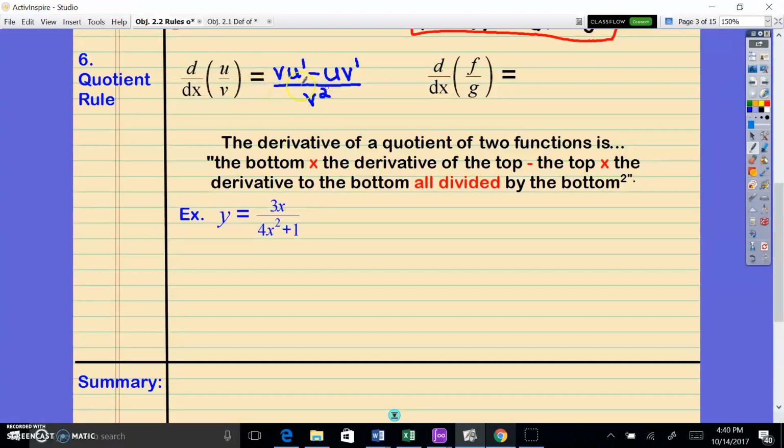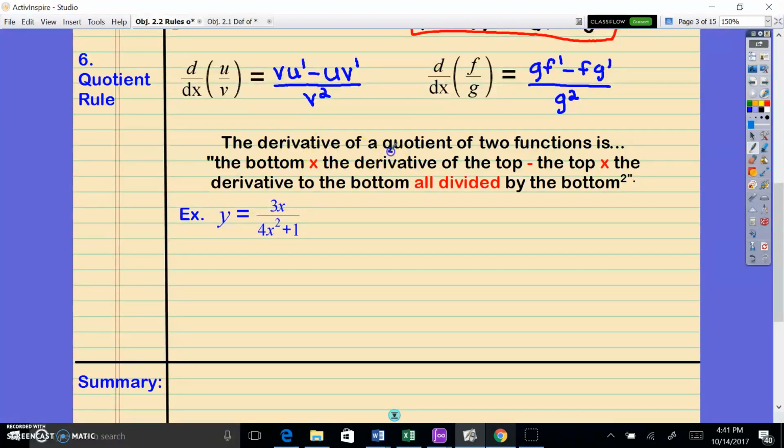If you change the name of those functions to f and g, it's the bottom, and you have to start with the bottom because of the minus, the order matters. The bottom times the derivative of the top minus the top times the derivative of the bottom, all over the bottom squared. Now, if I were to switch this f and g, then that would switch where I would place those. So instead of trying to memorize u's and v's, try to memorize the location.